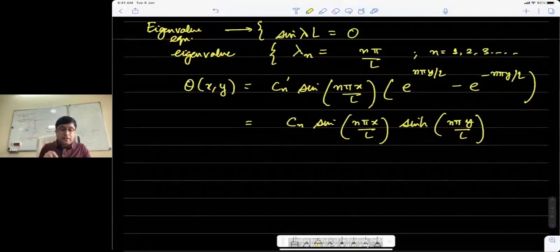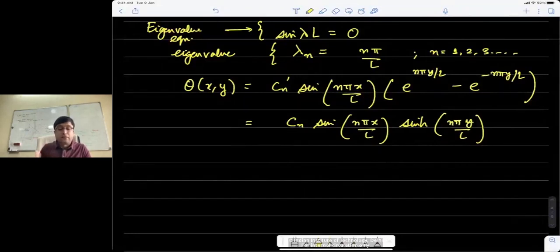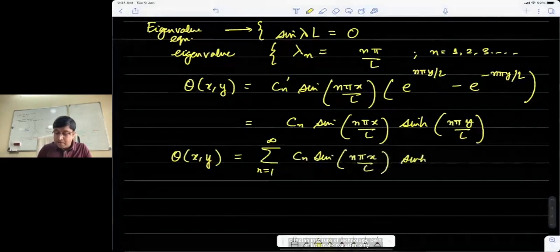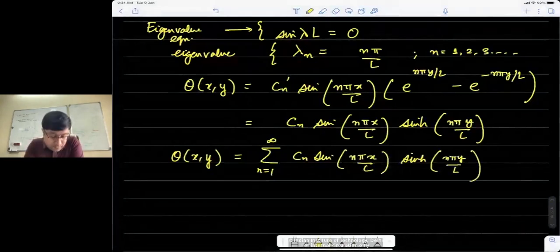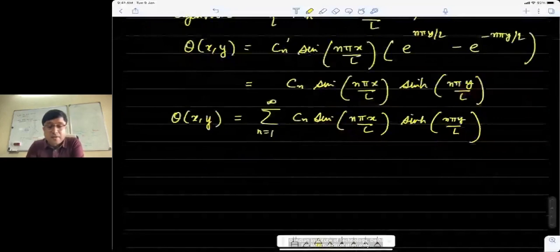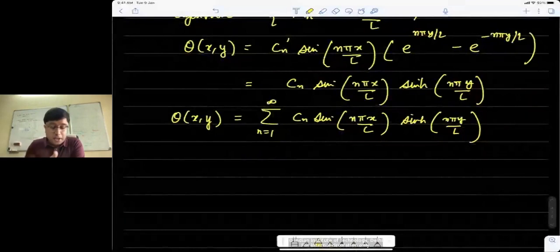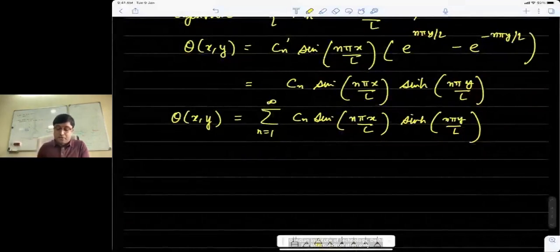So we can write the final solution in terms of a linear combination of all these solutions, which are an infinite number of solutions. So I can write theta x,y to be a linear combination of all these solutions. That becomes the general solution to the problem now. Okay, so that is for linear differential equations. If we have multiple solutions, the solution that we were looking for should be a linear combination of these solutions.